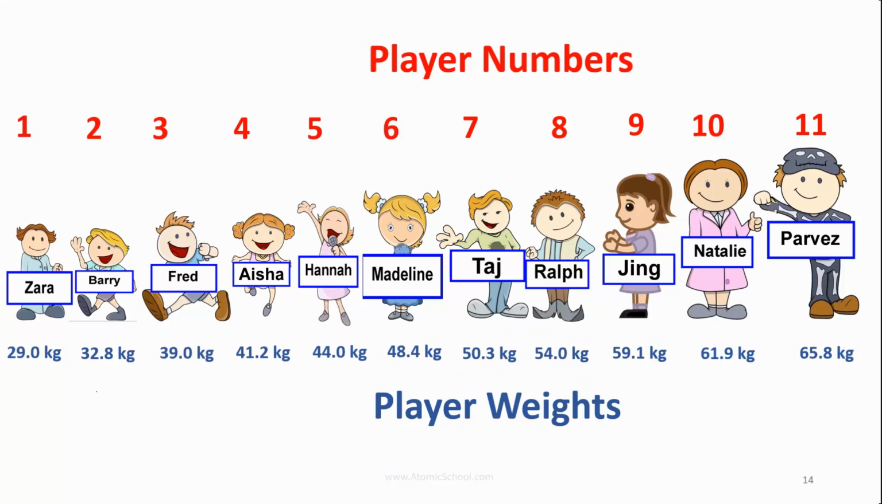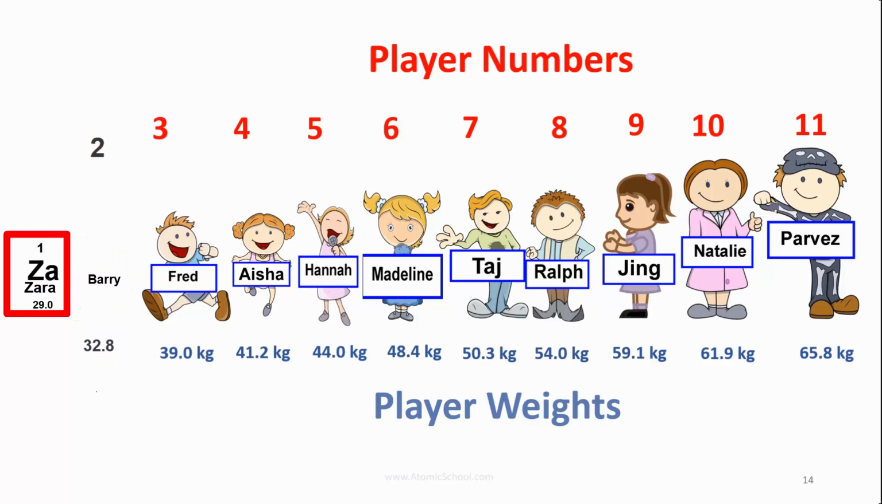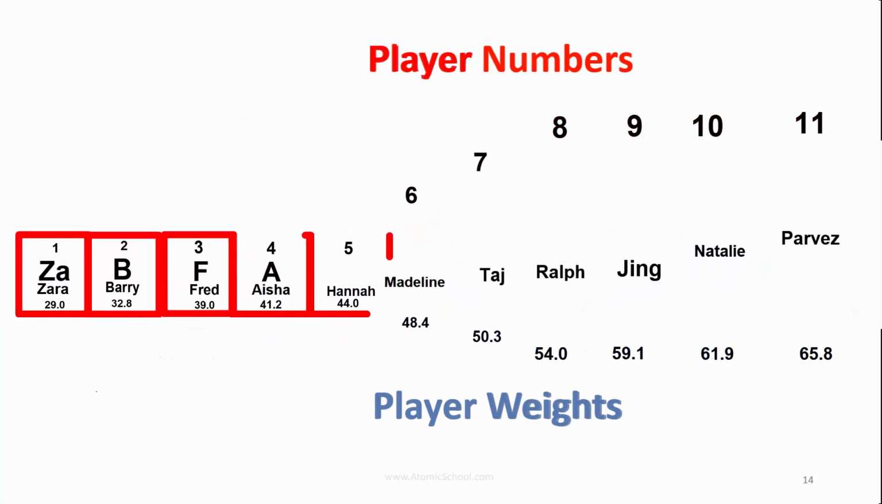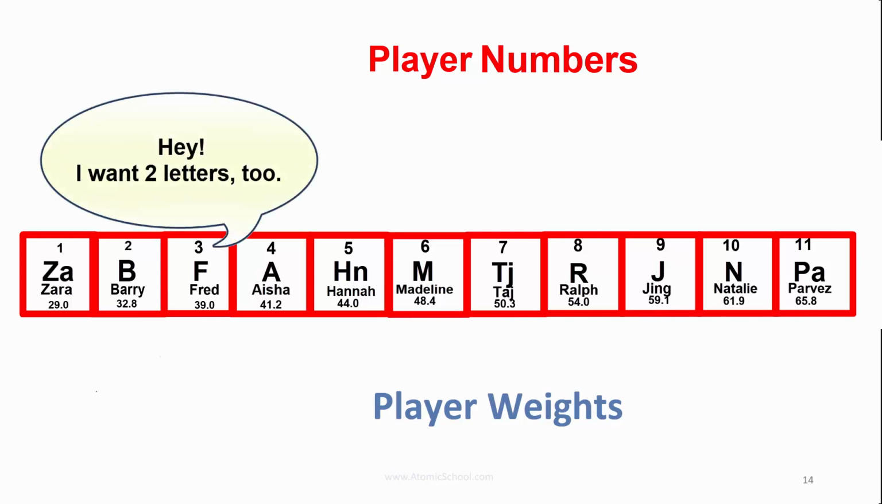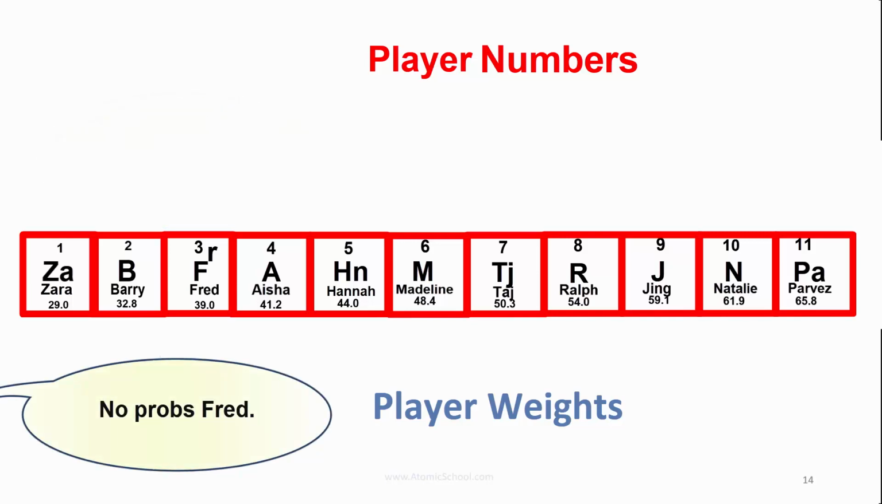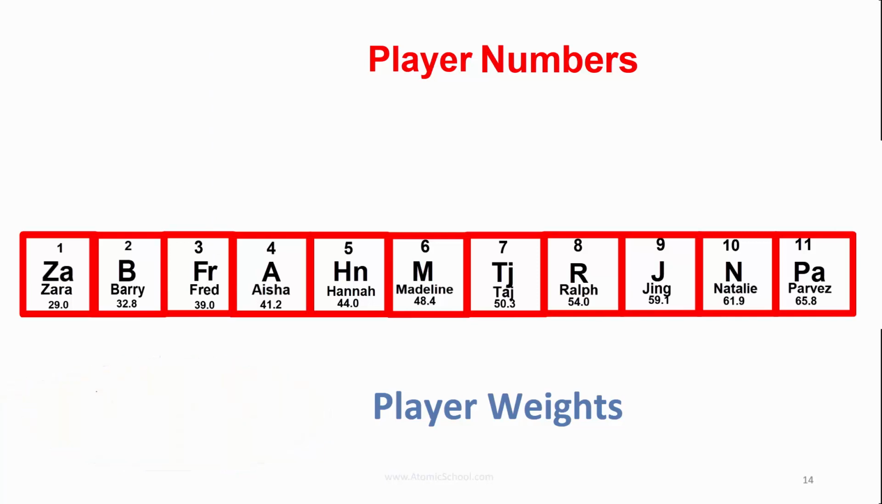So what have player numbers and player weights got to do with the atoms on the periodic table? Well, if each soccer player were a different kind of atom, we'd give each a symbol with 1 or 2 letters. And then line them up from lightest to heaviest, just like the players.